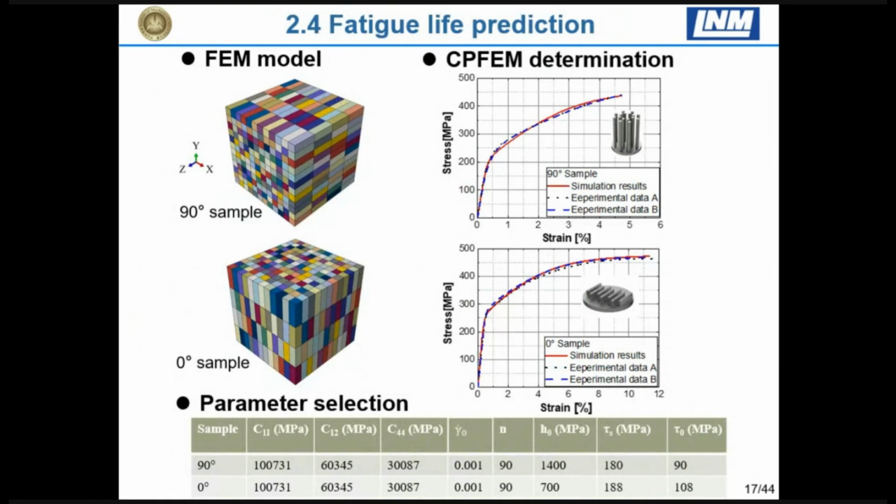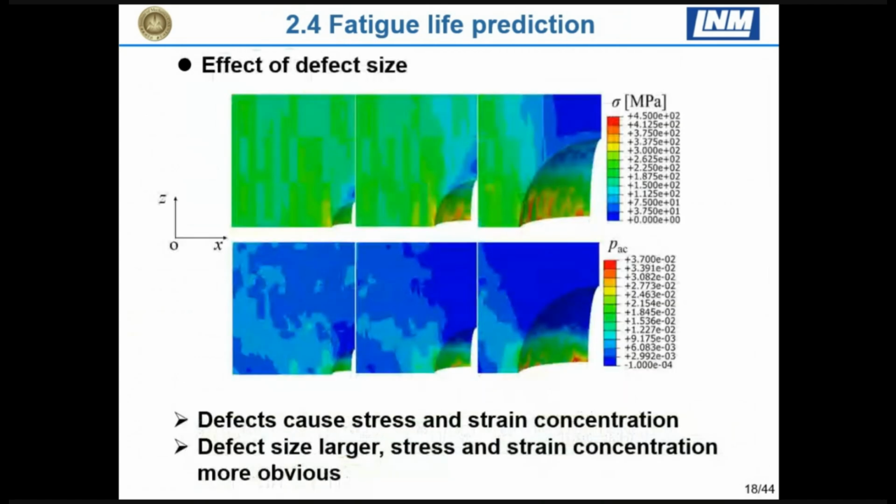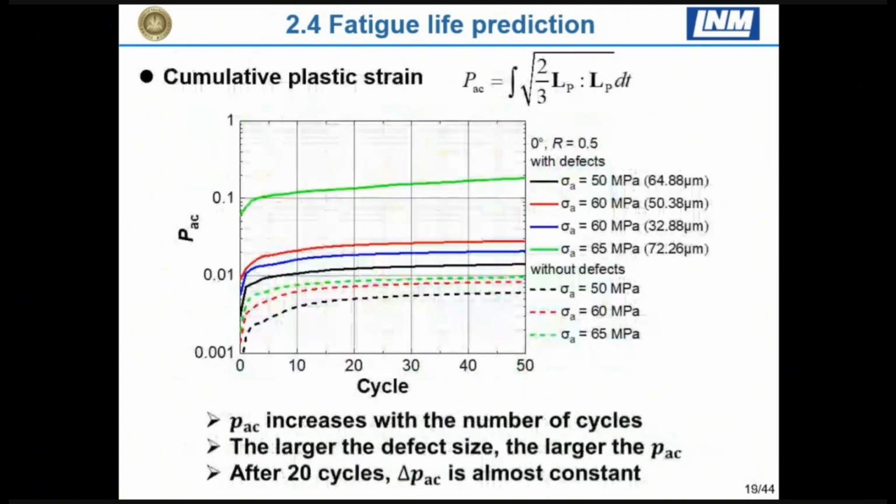We need to calculate these parameters using this tension curve predicted by experiment, and also by this model. Once the parameters are calibrated, we can use them to predict fatigue lifetime. In the first step, we predict the accumulated plastic strain here with the crystal plasticity method.